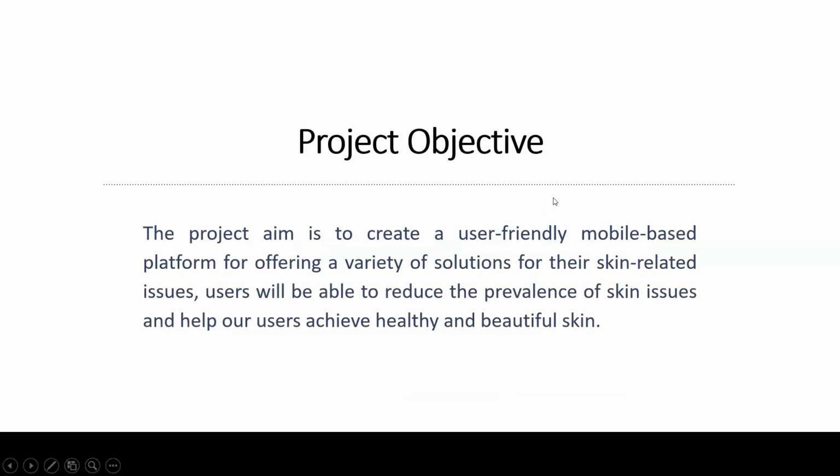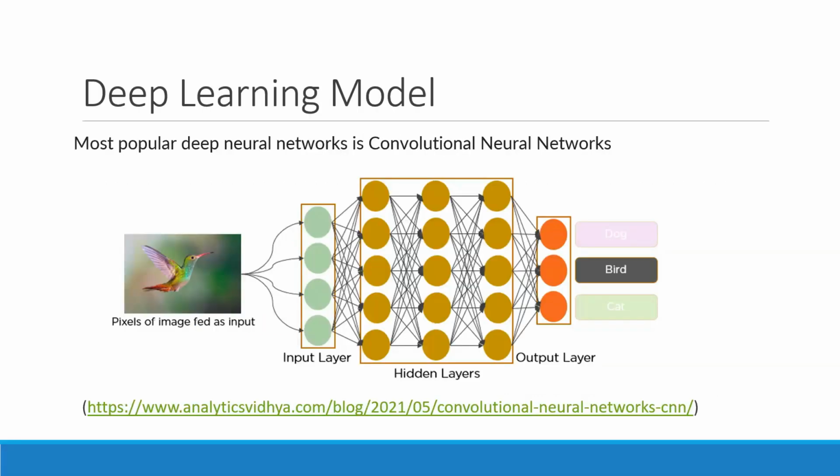The project aim was to create a user-friendly mobile application based on a variety of solutions for skin-related issues. Users will be able to reduce the prevalence of skin issues and achieve healthy and beautiful skin. In a convolutional network, the image is the input layer, having a connected hidden layer as well. After that comes the actual prediction.